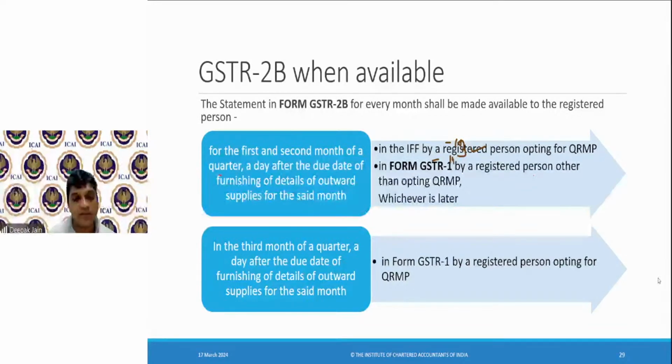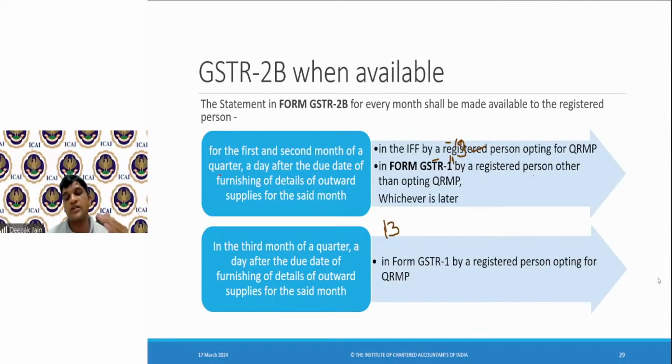And in the third month of a quarter, a day after the due date of furnishing the details of outward supplies for the said month, in GSTR-1, because normally it is 13th and GSTR-1 is also 13th. So if the dates change, then it is different. For now, GSTR-2B will be available to you after the 13th itself. That is the implication here.